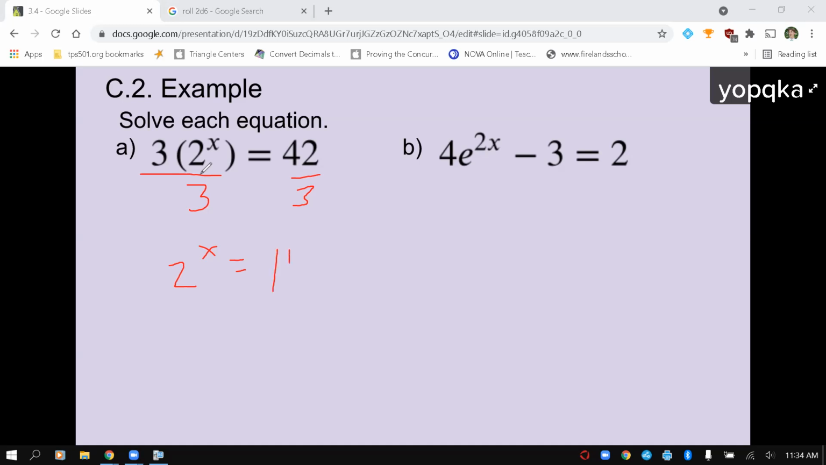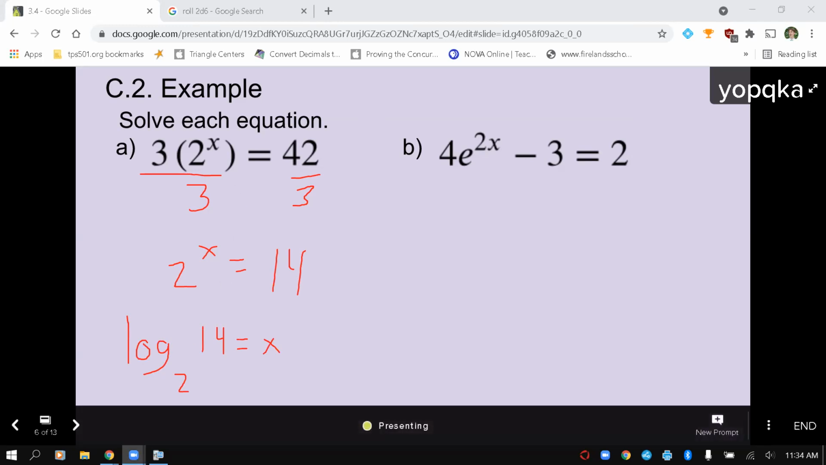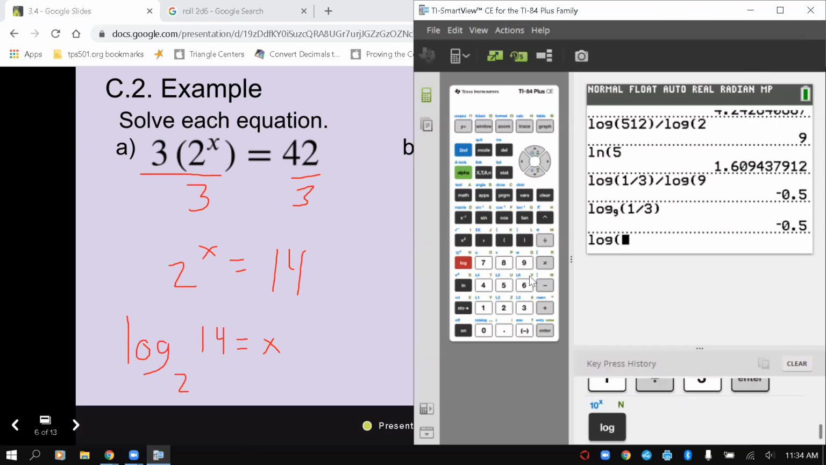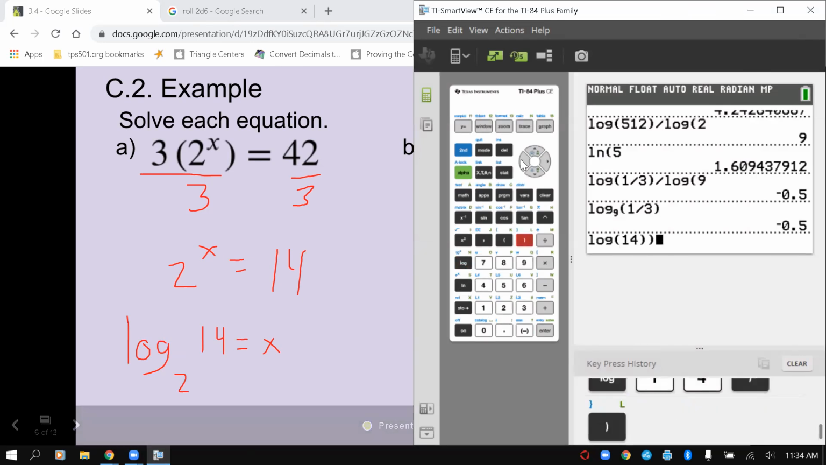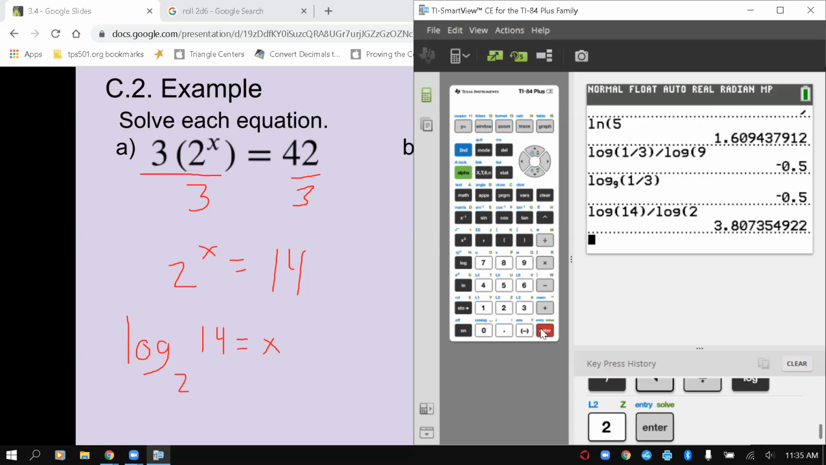14. Who said 18? Malachi? Okay, so now you have 2 to the x equals 14. You have the exponential term by itself. So now we're going to rewrite this as a logarithm. So this will be log base 2 of 14 is x. Calculator. Nope. 3.807.